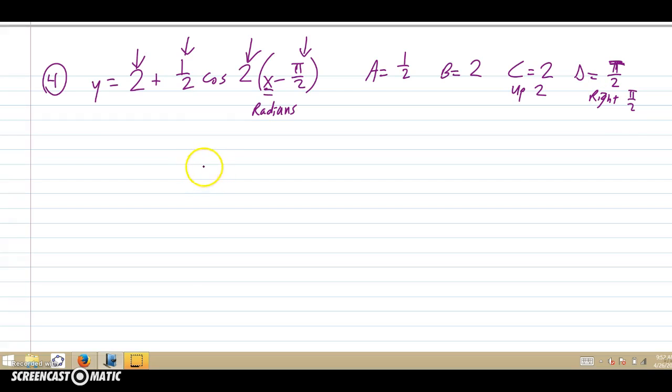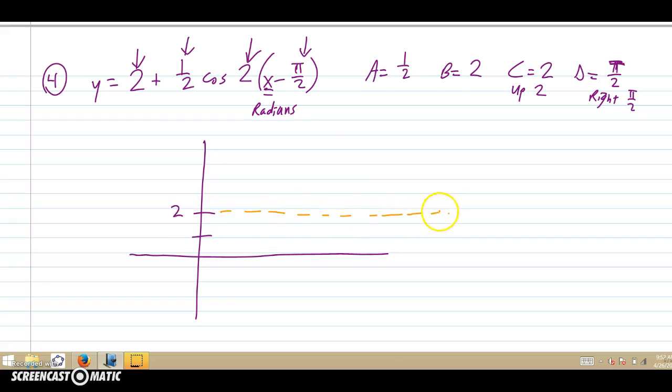Okay. So let's start by making our axes. I know I'm going to go up 2, so I'm going to kind of be careful here. So up 2 units, so we're going to move the entire x-axis up 2 units. So here is our new x-axis, if you will. Our amplitude is now 1/2, which means from the new axis, I'm going to go up 1/2 to 2.5, and I'm going to go down 1/2 to 1.5, and those are my new high points and low points.